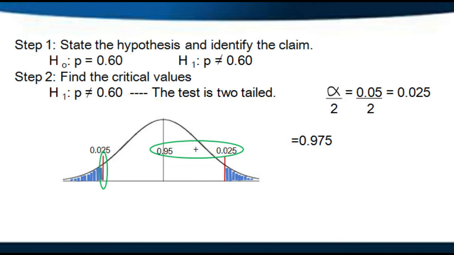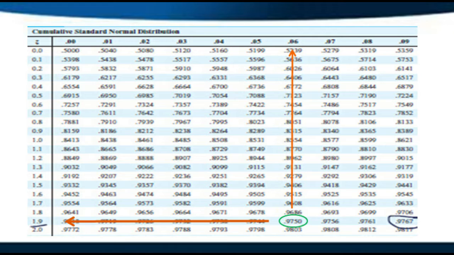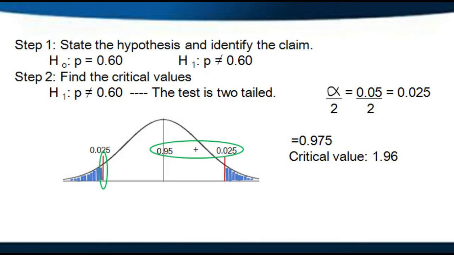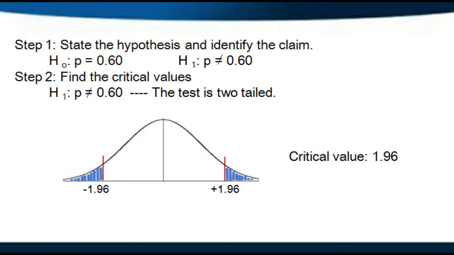and we will look it up in Table E. 0.9750 is 1.9 and 0.06. That is equal to 1.96. So that means our critical value is 1.96. We are going to put it on the end of the tails, which is negative 1.96 and positive 1.96. And these critical values will be the basis for deciding to reject or not reject the null hypothesis.